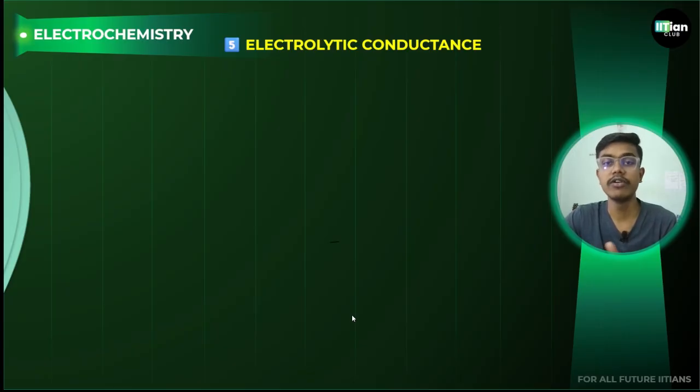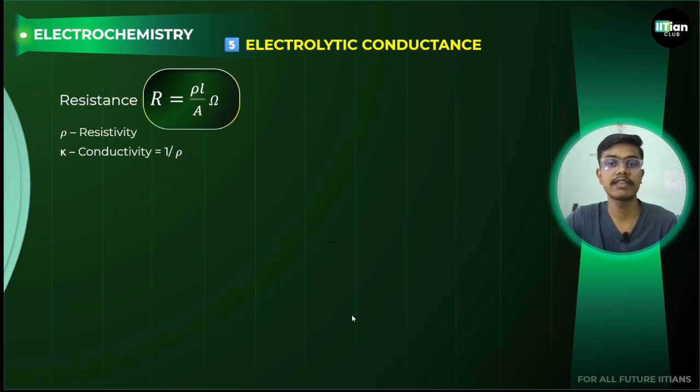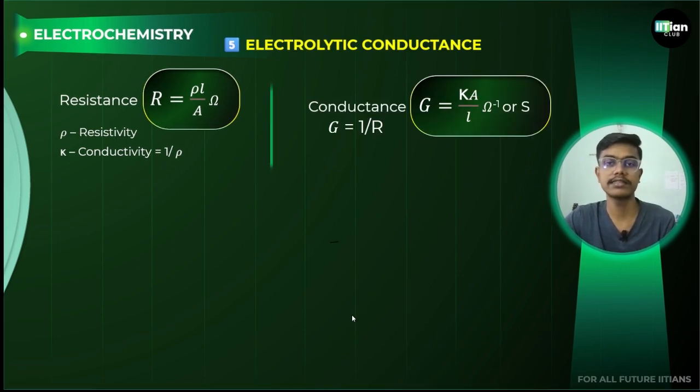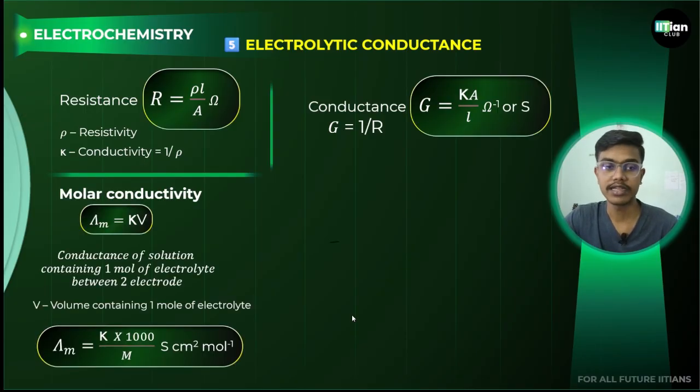Next up, we have electrolytic conductance. In this, we have to know a few terms like resistance. Resistance is given by rho L by A, where rho is the resistivity, A is the area of the conductor, and L is the distance between two electrodes. Conductivity is 1 by rho. Conductance is the reciprocal of the resistance and is given by the relation G is equal to kA by L. And the unit of this is ohm inverse or Siemens. Next up, we have molar conductivity, which denotes the conductance of a solution containing 1 mole of electrolyte between the two electrodes, and it is given by the relation k into 1000 divided by the molarity.